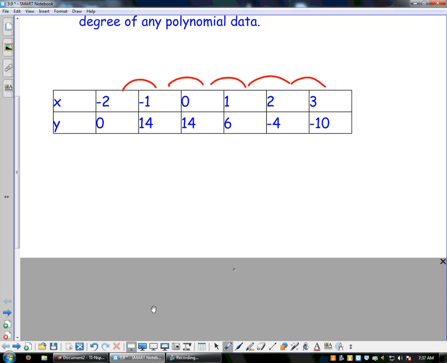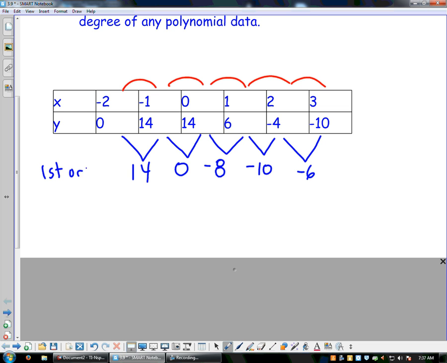If we take negative 10 minus a negative 4, that's negative 10 plus 4, which is a negative 6. Negative 4 minus 6 would be a negative 10. 6 minus 14 is a negative 8. 14 minus 14 is 0. 14 minus 0 is 14. This is your first order differences. Are they equal to each other? No. So that means this data is not linear. It's not degree 1 data.